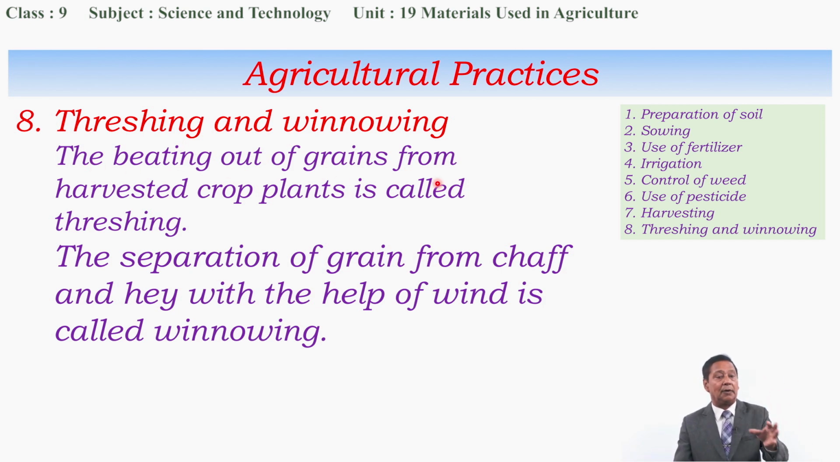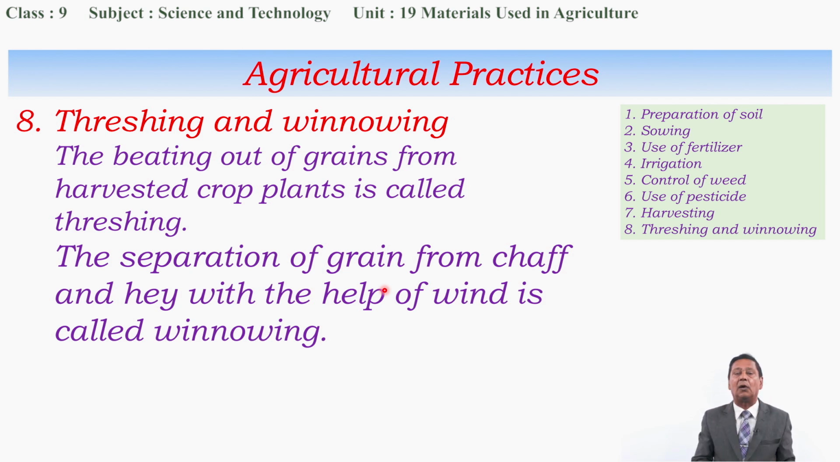The beating out of grains from harvested crop plants is called threshing. The separation of grain from chaff and hay with the help of wind is called winnowing. After threshing and winnowing, we'll get the grain or crop which is grown in the agricultural field.